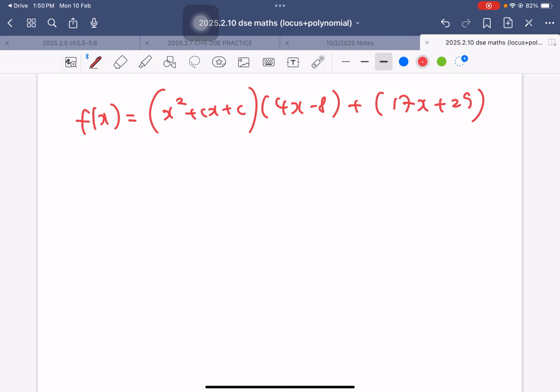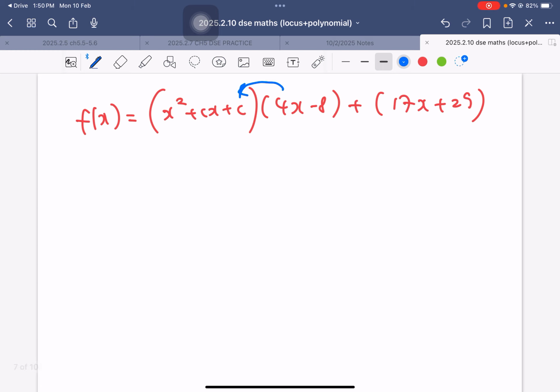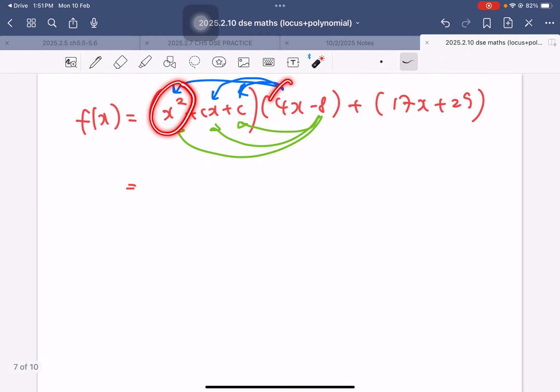So how do we expand the bracket? Savannah, how do we expand the bracket? We use this 4x times all of the terms, and then we use this negative 8 times all of the terms as well. Is this okay? So first of all, x squared times 4x gives you 4x cubed.